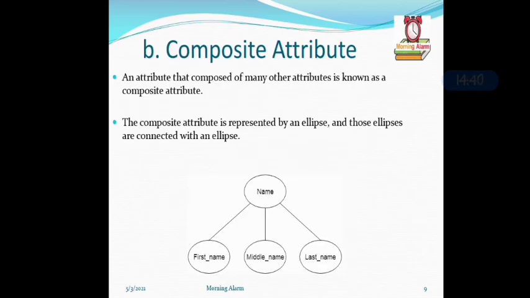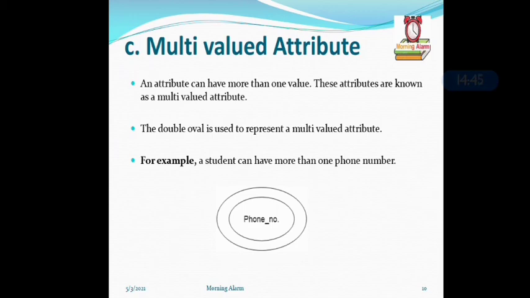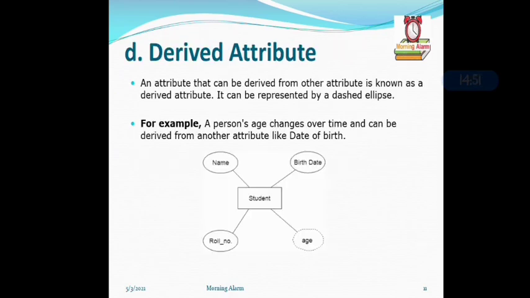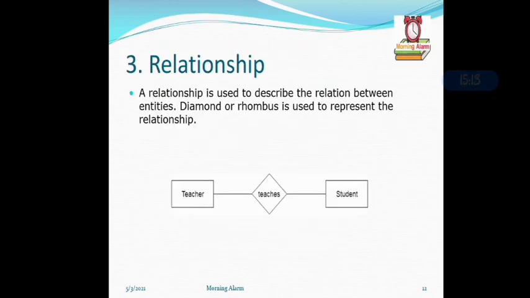Composite attribute is composed of more than one attribute. Multivalued attribute has more than one value. It is represented by a double oval. Derived attribute is derived from another attribute and it is represented by a dashed ellipse. The last component is relationship. Relationship gives the relationship between two entities. It is represented by a diamond or rhombus.